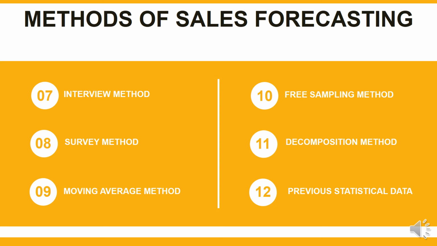So, next method is previous statistical data. In this method, the sales manager collects previous statistical data of various companies, and on the basis of that data, the sales manager or producer of the company estimates the future sales in respect of their products.